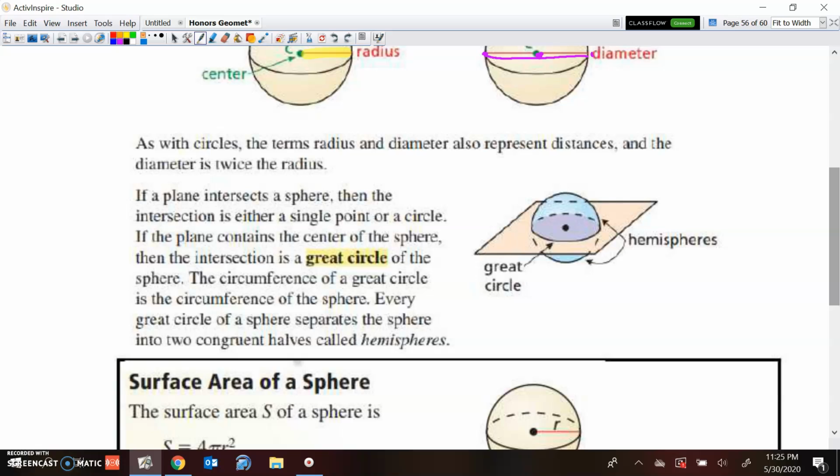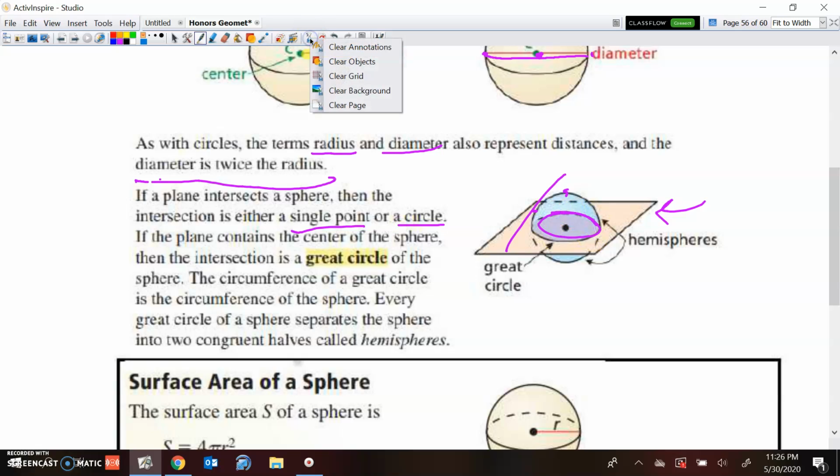All right, and as with circles, the terms radius and diameter also represent distances, and those have values, and diameter is twice the radius, as we've known. Now, if a plane, as this plane does here, intersects the sphere, then it's either going to intersect it right on the tip or on a side, in which case it's only going to intersect at a single point, or it's going to intersect the sphere making a circle. Okay, as we see here.